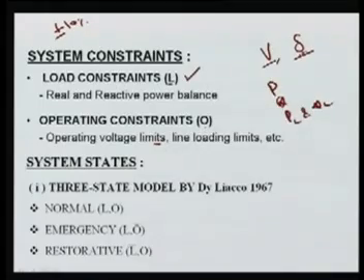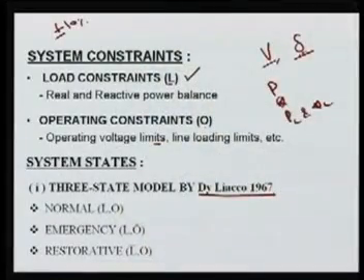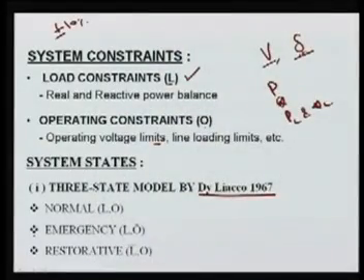So this D'Liaco in 1967 gave the three-state model of the power system, and based on that he defined that the power system can have three states: one is normal, another is emergency, and the third is the restorative state.